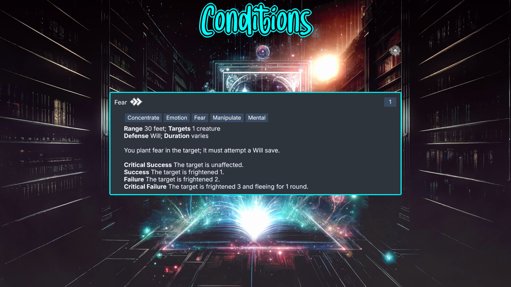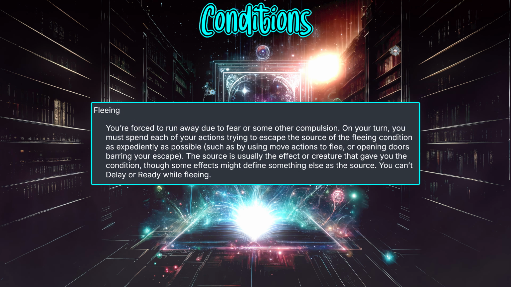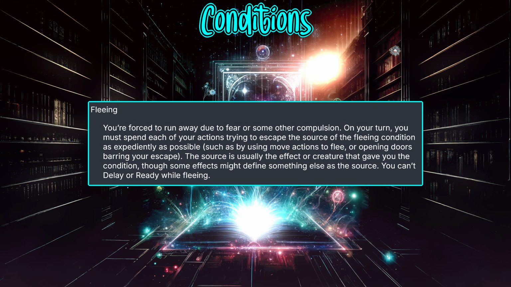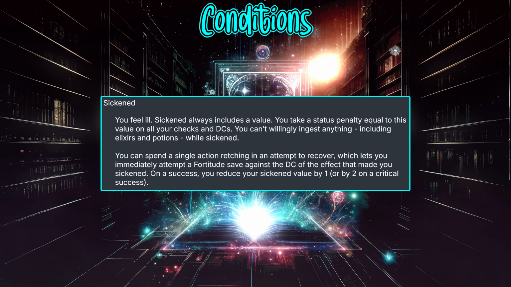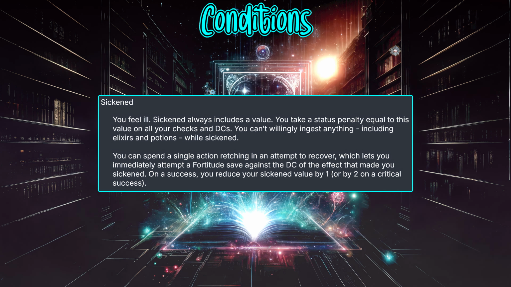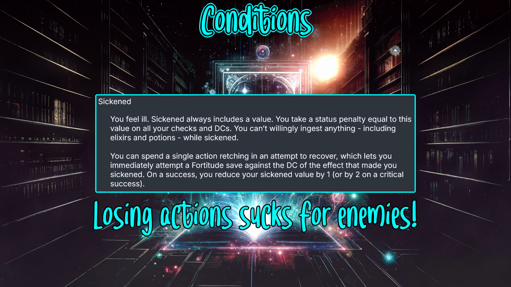There's a reason so many people pick fear as one of their rank 1 selections. And fleeing effectively makes an enemy lose at least 1 action because they're going to have to run away from you, and possibly spend a second one to come back to you. Very powerful. Sickened. This works similarly to Frightened, but they have to spend an action retching to lower its value, which is a fortitude save against the initial effect again. So they're either going to lose an action or 2 or just be weaker.